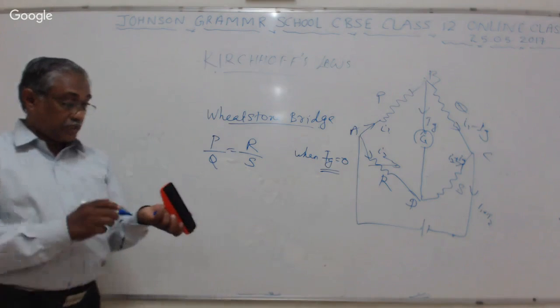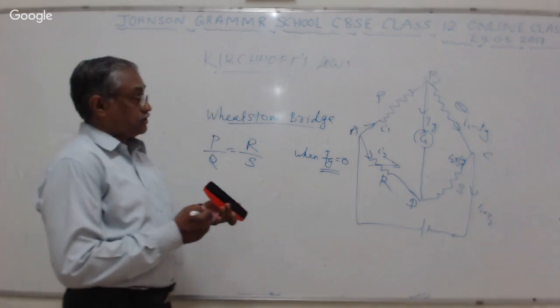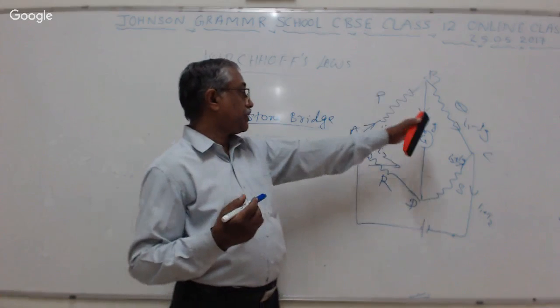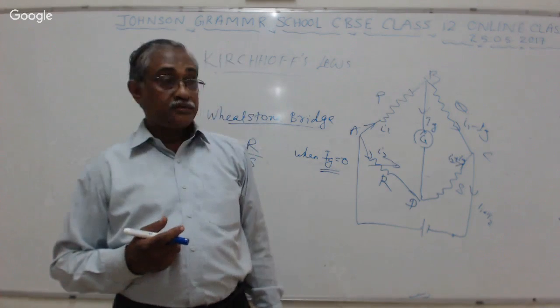So this will be done in the meter bridge. So this can also be used. You can find out I1, I2, I3, and all by using Kirchhoff's laws there.